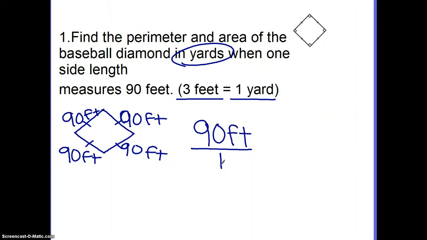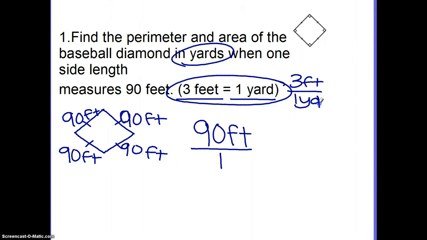I can do that. Anything over 1 is okay. And again, because these are equal, if I put one on top of the other, whether it's 3 feet over 1 yard, or it's 1 yard over 3 feet, these are all equal to the number 1. So I'm going to times this fraction by either this fraction here or that fraction there. They're both equal to the number 1.